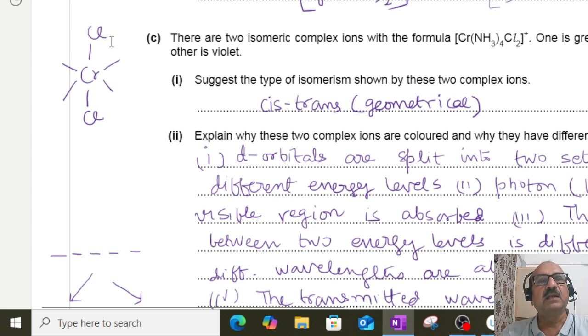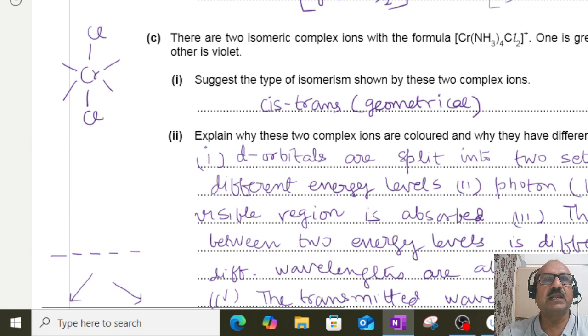And the two chlorines, we have to see with respect to the chlorine, not with respect to ammonia, because there are two chlorines. So either the two chlorines can form an angle of 180 degrees, up and down this plane, or one may be in the plane and the other chlorine is projecting upwards, making an angle of 90 degrees. So this is the cis and the previous one is the trans isomer.